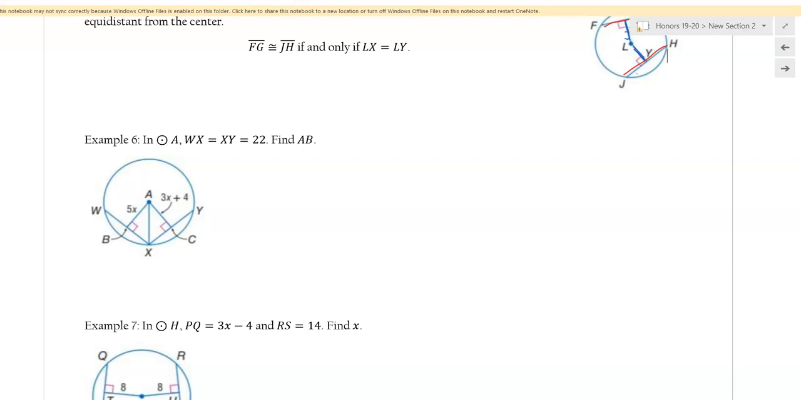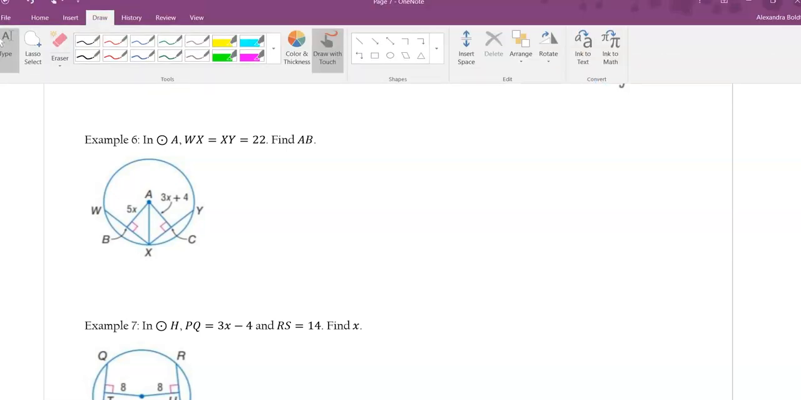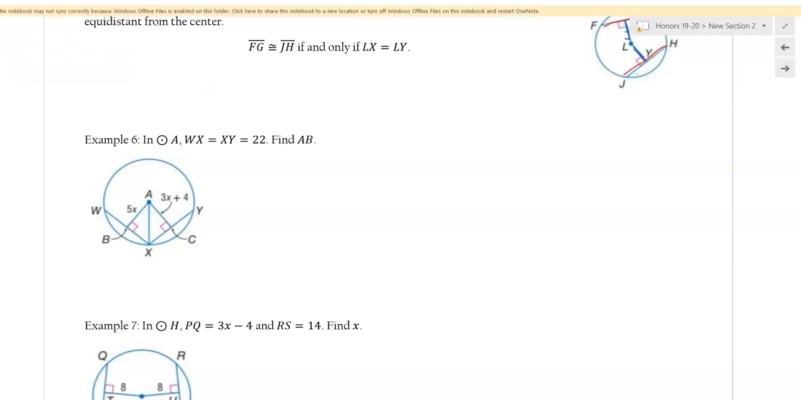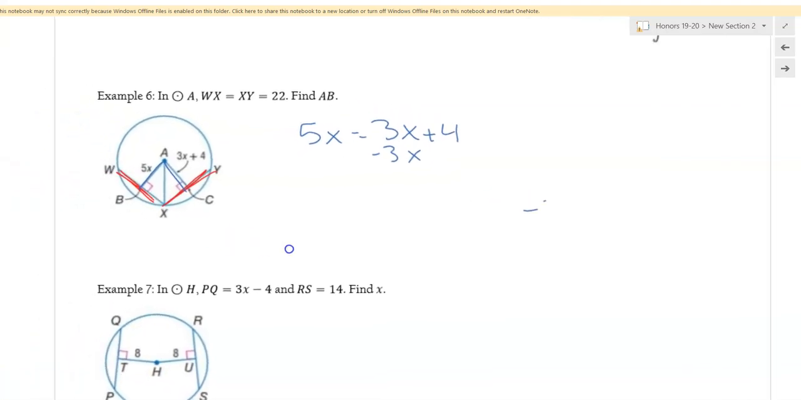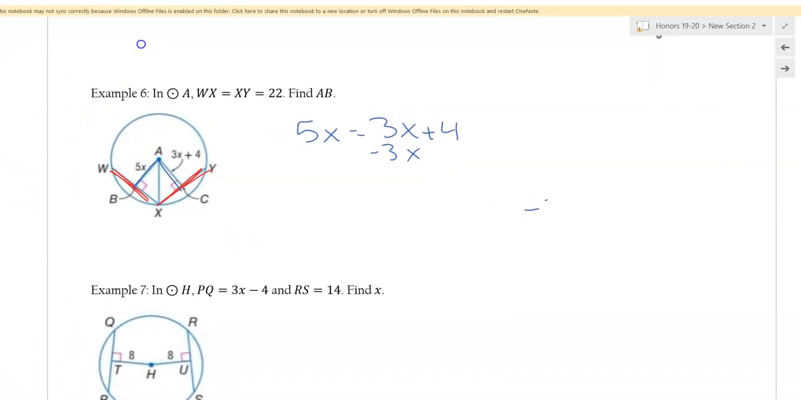WX is the same as XY, which is 22. It's not even super important that I know these are 22. It is important that I know those are the same, because then these are the same, and I can set them equal. Subtract 3x from both sides. We get 2x equals 4, and then we want to divide by 2.